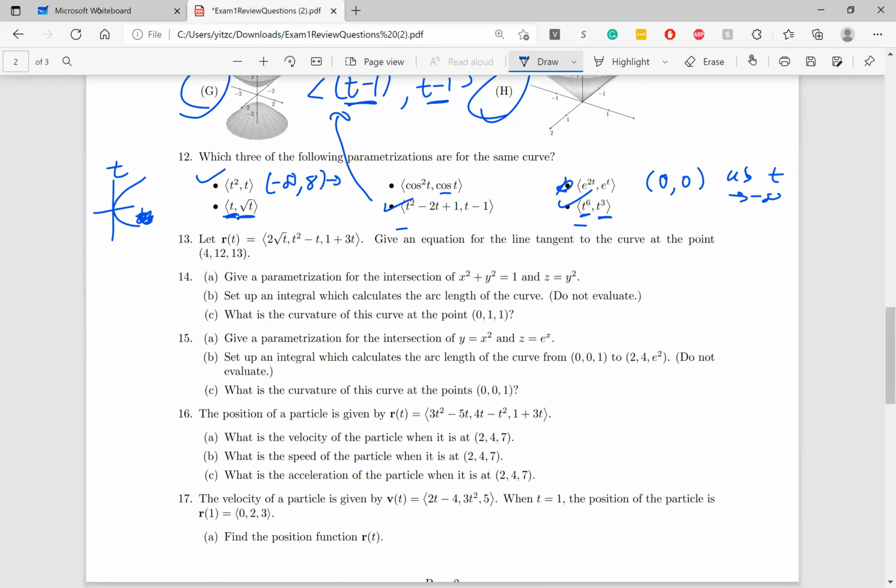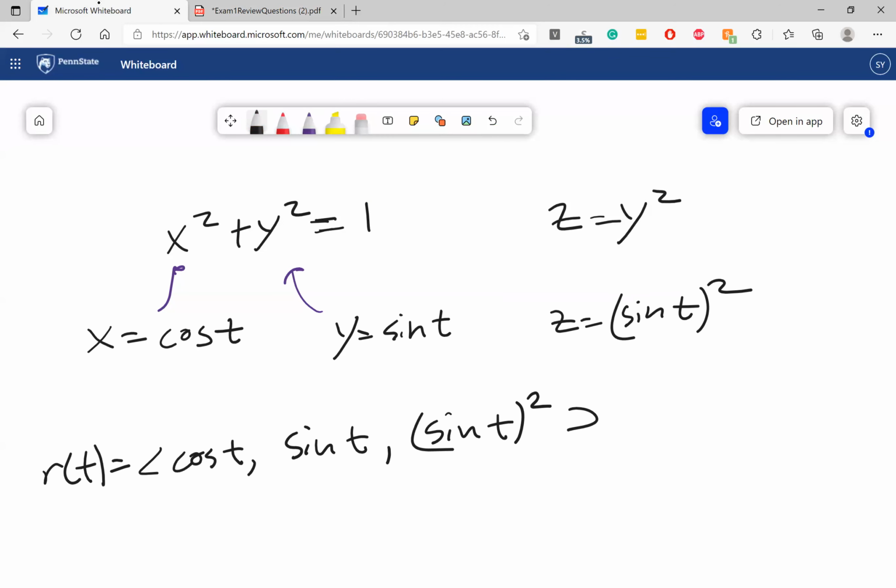And then the second part of the question asks to set up the integral which calculates the arc length of this curve. So this curve is going for t between 0 and 2 pi. That's your circle. That's what it means to have a circle. So that's what your t is going to be.